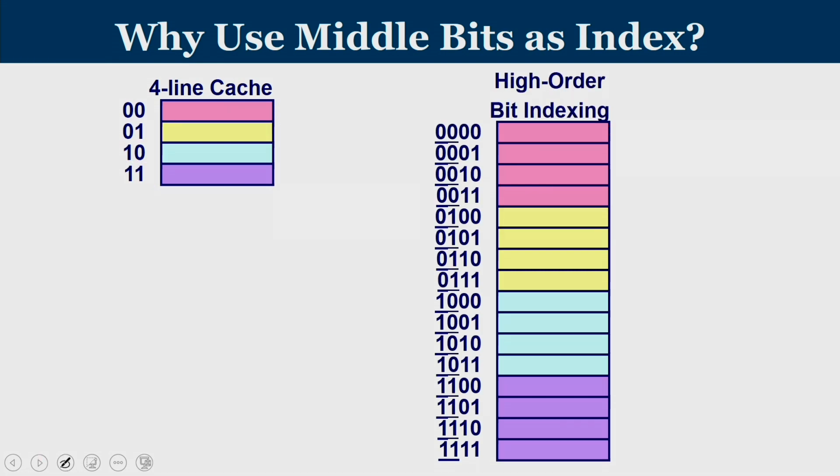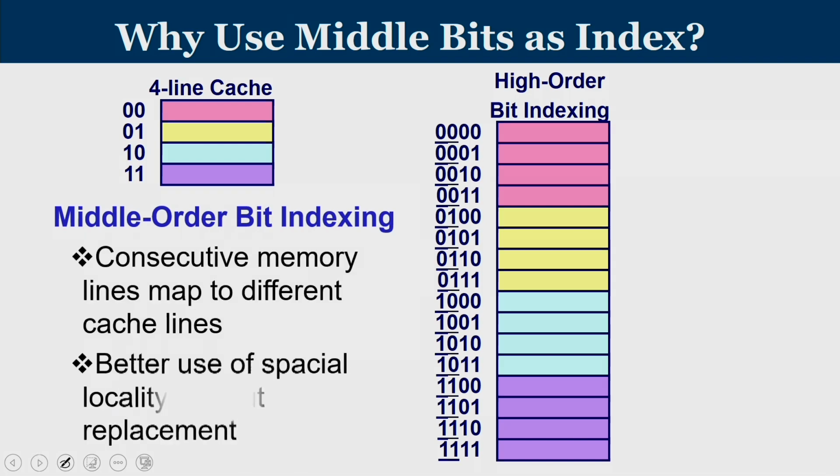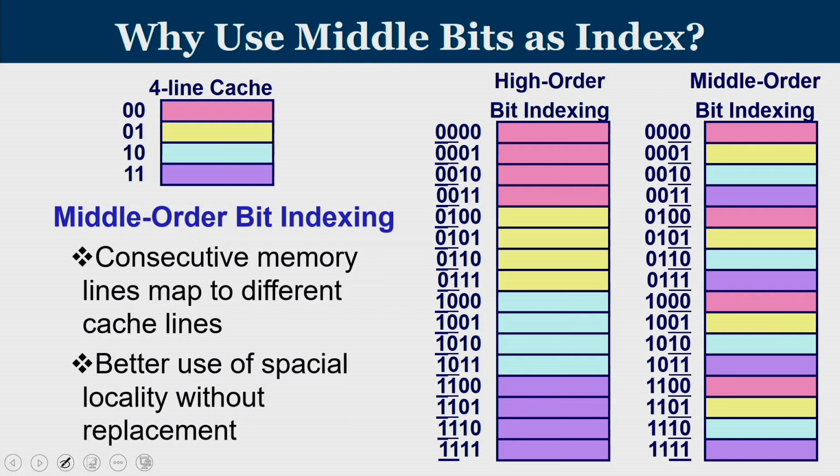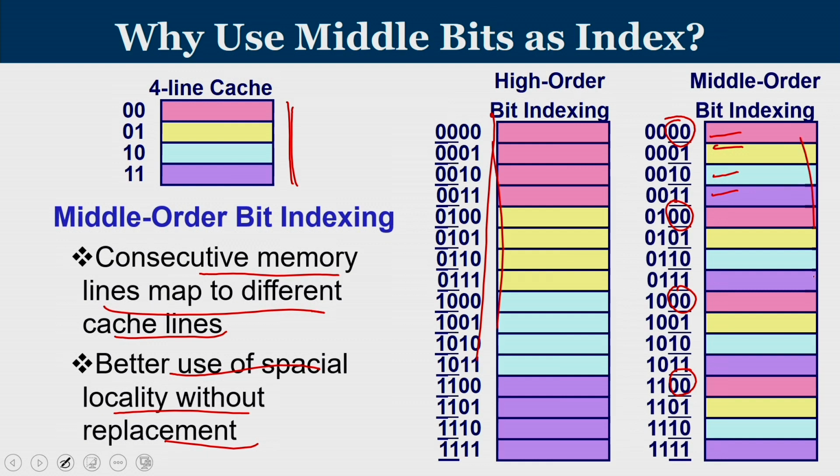If you are using lower order bits for indexing, that is the middle order bits, then it is a better usage of spatial locality. You can see that if these 2 bits are being used, then these are the blocks that get mapped into the same location. They are not adjacent. So, consecutive memory lines are actually mapped into different lines. If you look here, they all map to different lines. This is better use of spatial locality without replacement. In the earlier case, we have a lot of replacements, whereas in this case such replacement does not happen as we move to adjacent locations.